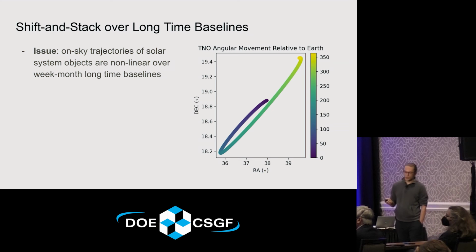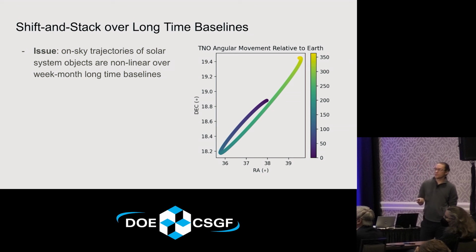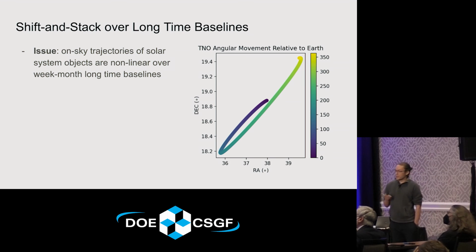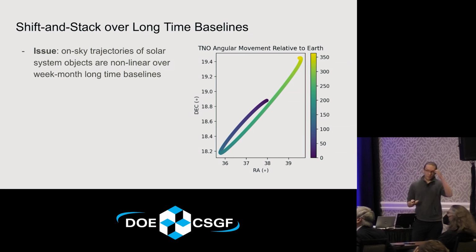An additional issue crops up when we want to do these shift and stack searches on data over long baselines. The issue is that the on-sky trajectories of solar system objects are nonlinear over week to month-long time spans. I'm showing this in the figure on the right. This is the on-sky trajectory of a trans-Neptunian object over the course of a year. It starts out somewhere in the middle, flies over to the left, does a quick turnaround, and then flies back to the right. So this is a very nonlinear trajectory that we still would like to recover using shift and stack.